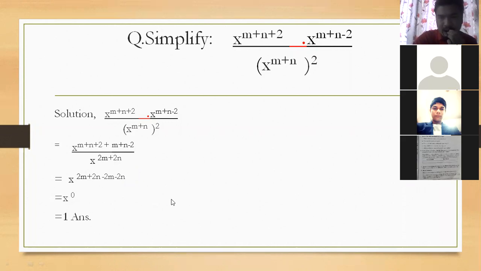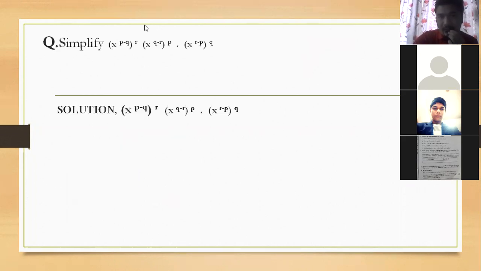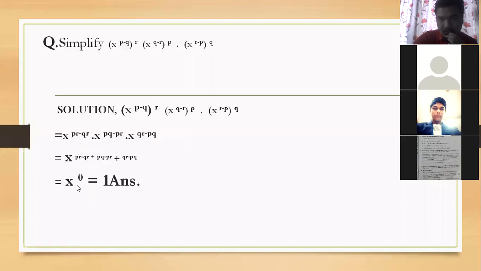Okay, next question. Here, look here. Here is power and whole power. This power and whole power will be multiplied. Then P will multiply with R also, minus Q will multiply with R also. Like this, remove the bracket by multiplying the power and whole power. Okay. And all the bases are the same, then we have to add the powers. Then it will be 0, and x to the power 0 means 1.